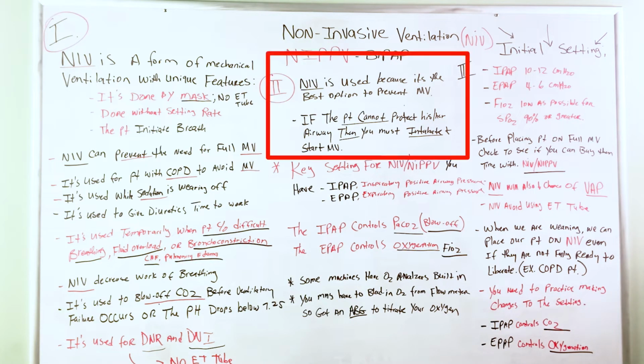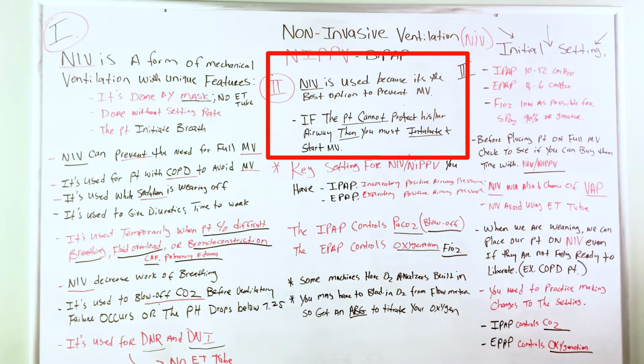NIV is used for DNR and DNI status, okay? People that don't want to be resuscitated or don't want to be intubated, we use NIV because we don't have to use the ET tube for this therapy.